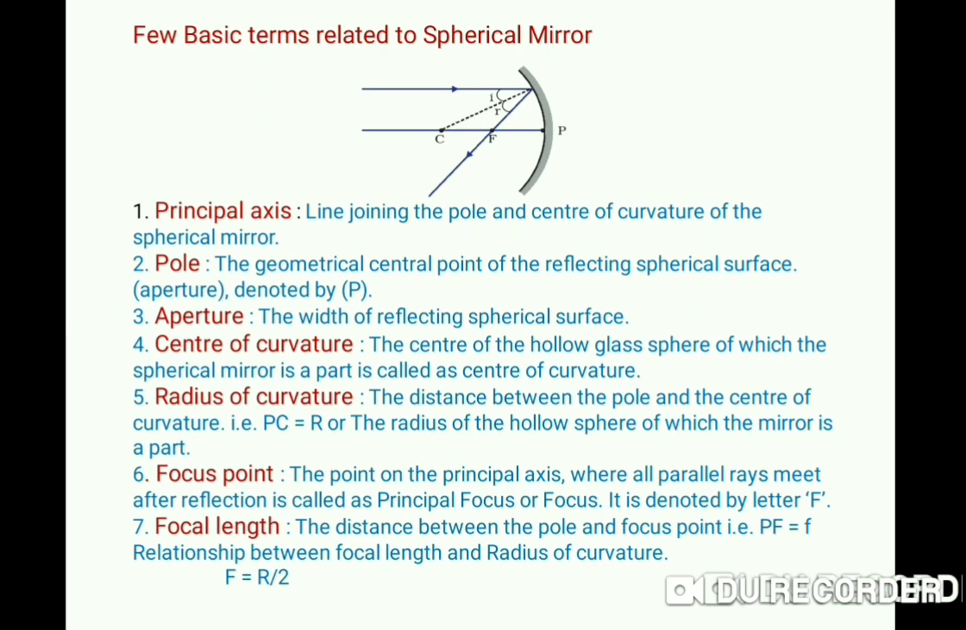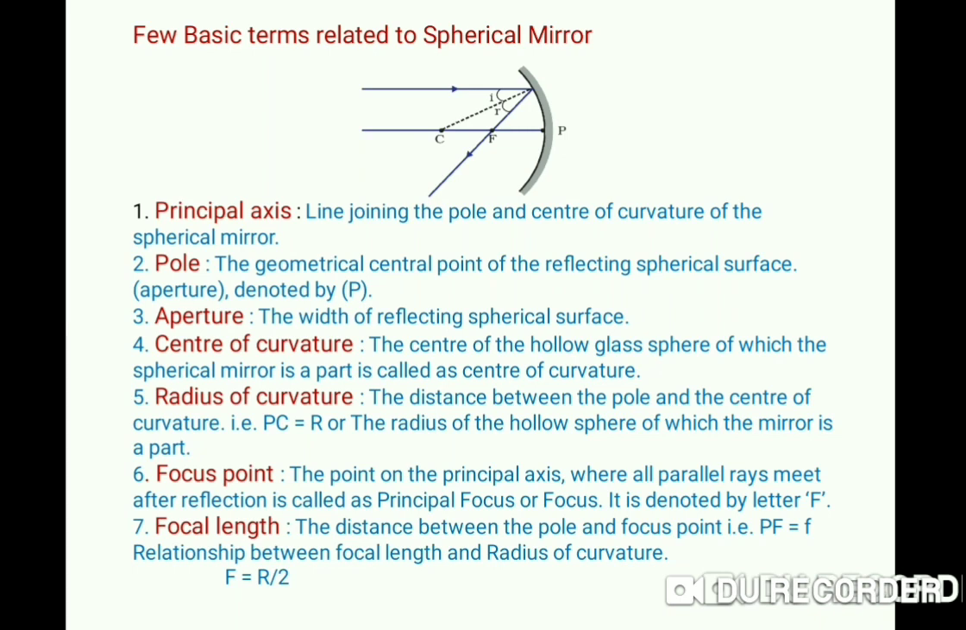Third is aperture. The width of the reflecting surface is said to be the aperture. The width of the reflecting spherical surface is said to be the aperture. The size is said to be the aperture.